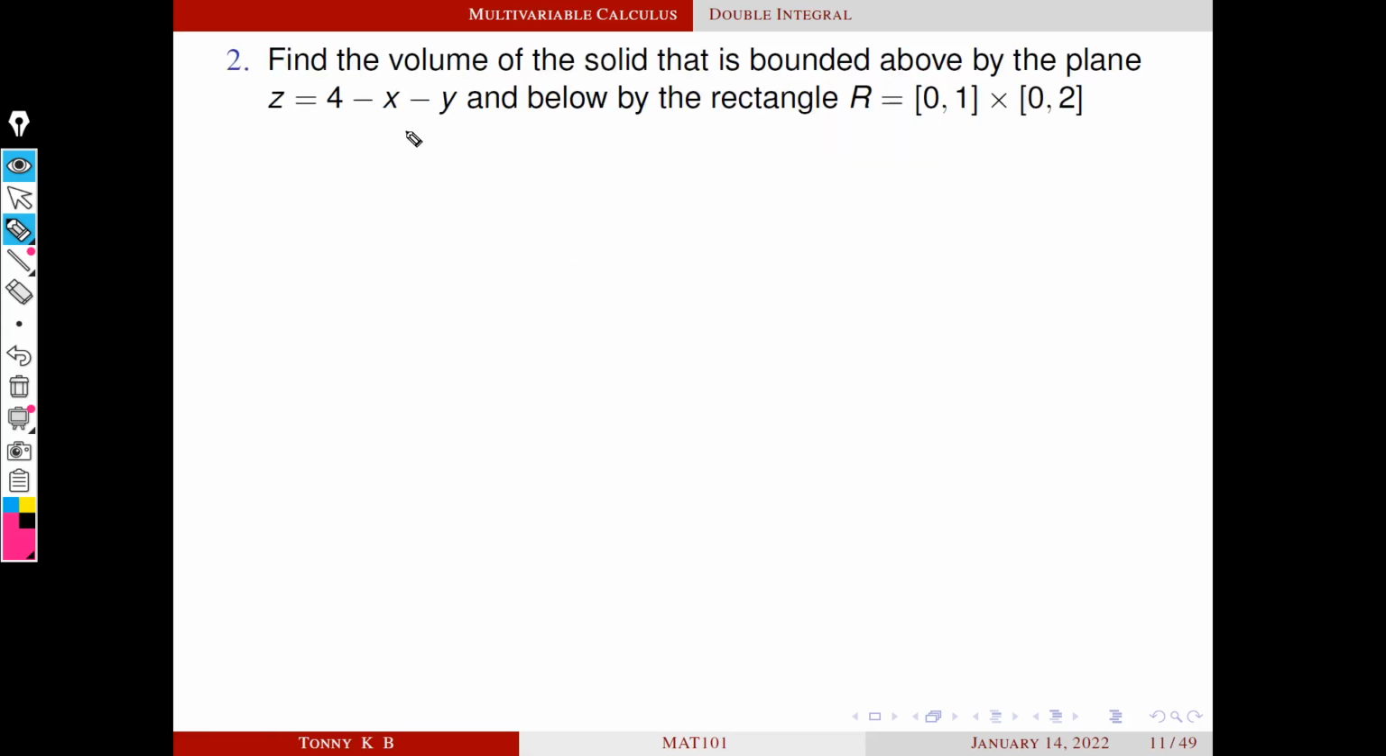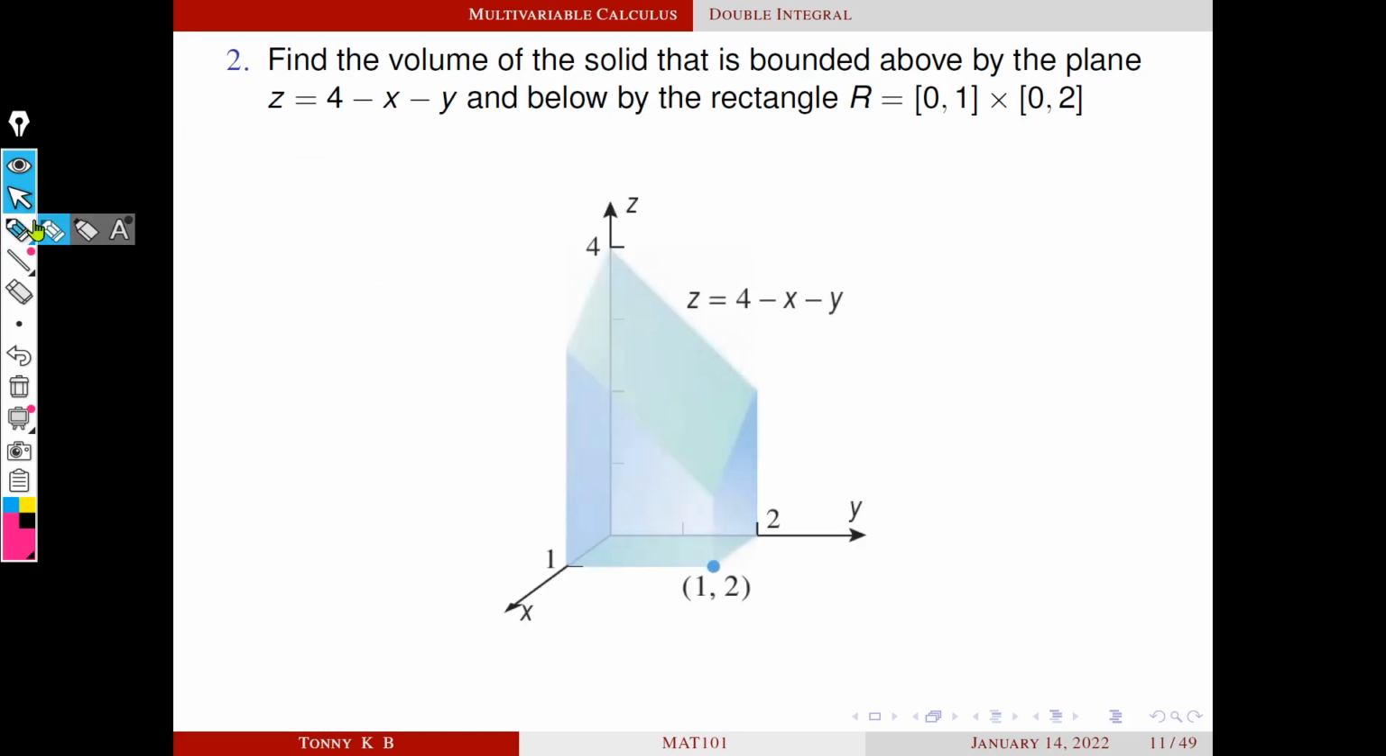Okay, consider a problem. Find the volume of the solid that is bounded above by the plane z equal to 4 minus x minus y, and below by the rectangle [0,1] cross [0,2]. That means x is varying from 0 to 1 and y is varying from 0 to 2. So this is the geometrical representation of this problem.